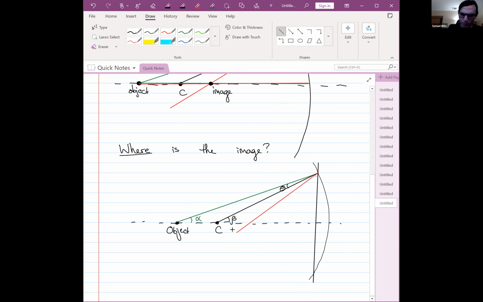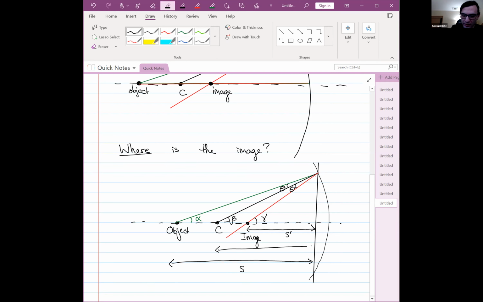So I'm just going to do an approximation here. That looks about right. These angles are the same, and I'm going to call this angle gamma. So this point here, that is the location of the image. And this distance is s prime. It's the magnitude of s prime, but we're just working with distances here. That is the location of the image. Similarly, this distance is s, the location of the object. And then the distance to C, that is the radius by definition.